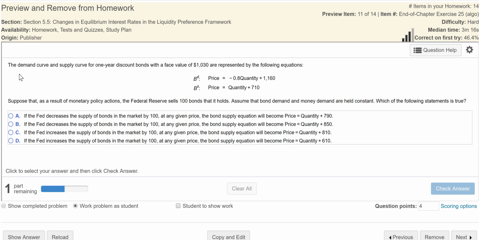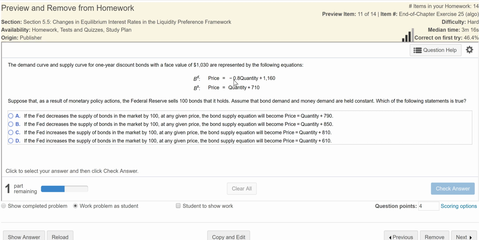This is question number 11 of homework 5. The demand curve and the supply curve for 1-year discount bonds with a face value of $1,030 are represented by the following equations. So B superscript D, that stands for the demand curve. Price equals negative 0.8 quantity plus $1,160. This question is actually an extension of question number 10.